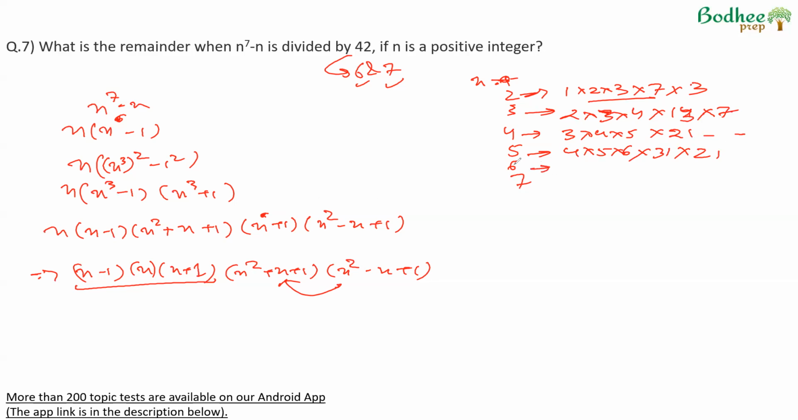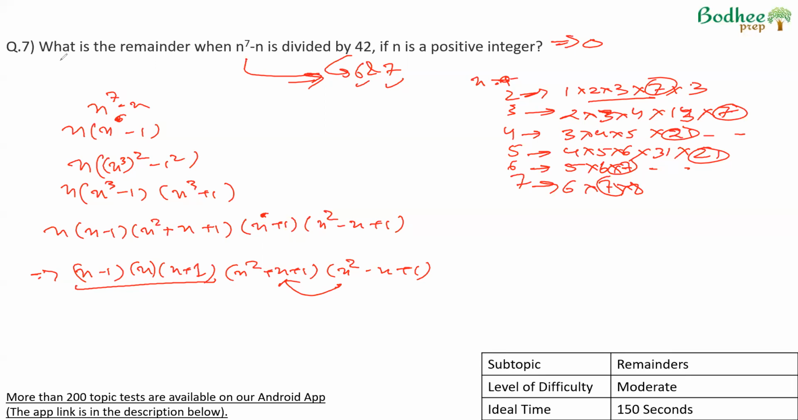For 6, we don't have to worry because in the consecutive numbers we'll have 5, 6, 7. So both 6 and 7 are already there. Similarly for 7 we don't have to worry, we'll have 6, 7, 8. So both 6 and 7 are there. So the point being, we'll always find a 7 somewhere in the terms, and since there are 3 consecutive numbers, there will always be a 6. So this number will always be divisible by 6 and 7 both, hence always divisible by 42. So the remainder will always be 0.